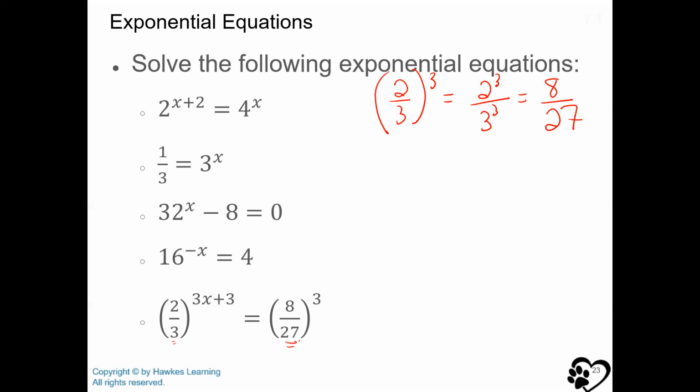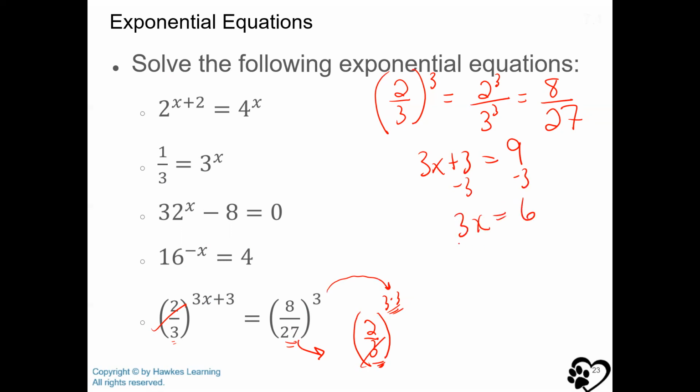So 8 over 27 can be rewritten as 2/3 raised to the third power, right? That's right. And then I would have to multiply this times 3. So since now our bases are the same, this is rewritten as 2/3. I'm going to drop those bases and I'm going to write 3x plus 3 is equal to 3 times 3 is 9. I want to solve for x, so I'm going to subtract 3 from both sides. So I have 3x equals 6. And when I divide everything by 3, I get x is equal to 2.